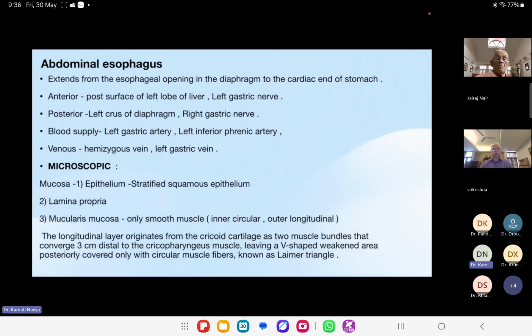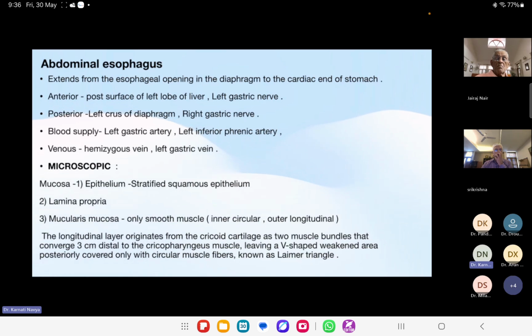The microscopic appearance of the esophagus: it has a mucosa, which has three parts: epithelium, which is stratified squamous epithelium; lamina propria, which contains the mucosal glands; and the muscularis mucosae, which has only smooth muscle cells, inner circular and outer longitudinal in arrangement.